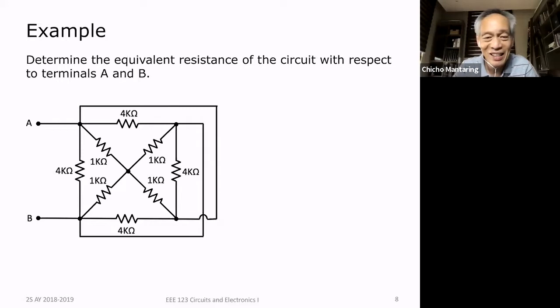Does it look scary? Yes, you can solve this using series and parallel connections. So there are some concerns already coming out. Joshua says he doesn't get where to start.